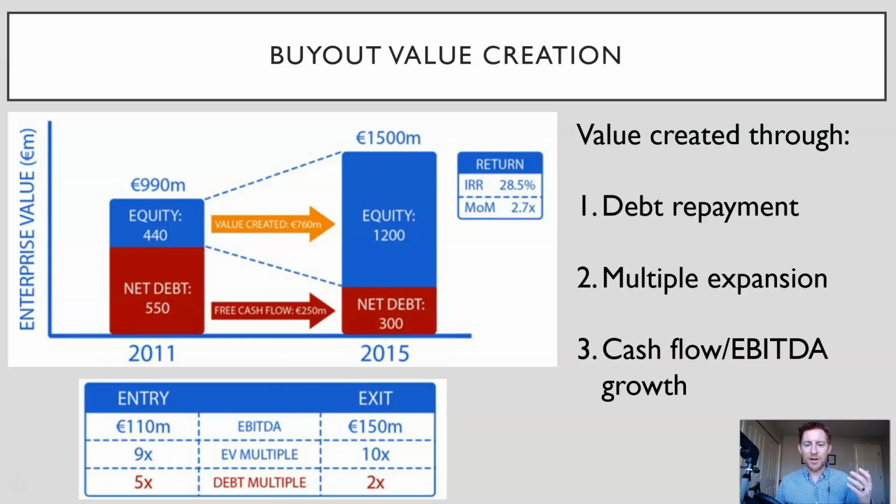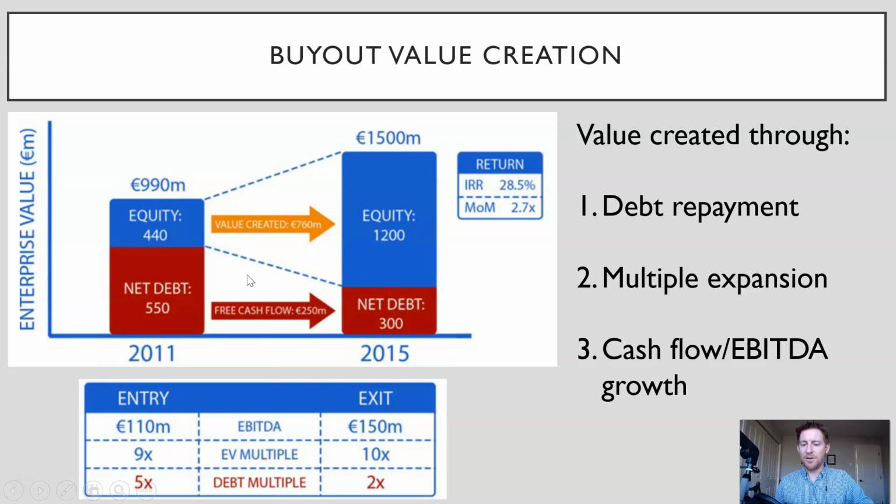So if you do a good job growing the company, or by chance this market becomes much more attractive, you'll have multiple expansion. So in this case, it's gone from 9 to 10. So you've earned an extra multiple, 1 times annual EBITDA. That can be a big increment. And then third, you get your cash flow and EBITDA growth over time as well.